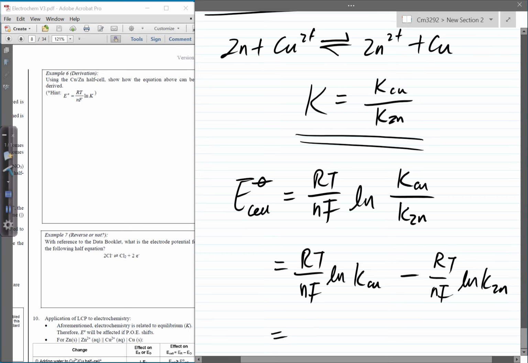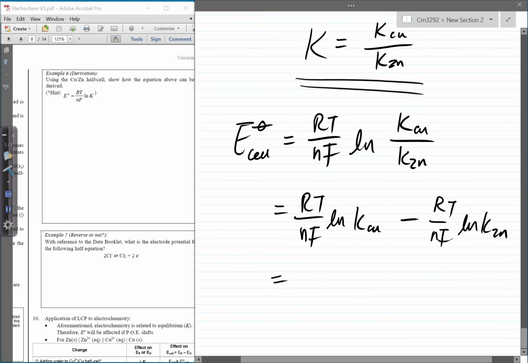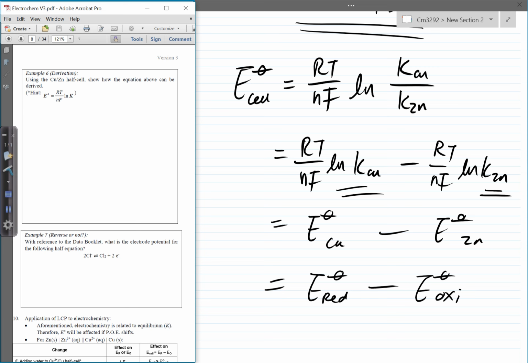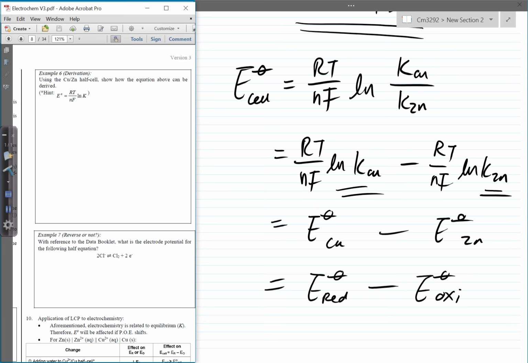Copper is undergoing reduction, correct? So this is the same as the E naught of your copper, isn't it? This is the same as E naught of your zinc, isn't it? Right. So E copper minus E zinc, we know that this is undergoing reduction. We also know that this is undergoing oxidation. So isn't it just this equation? Simple, right? That's why I went through this equation first, because you will need it here.